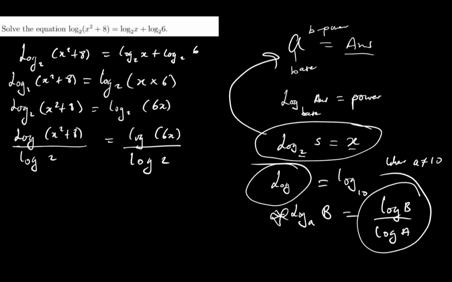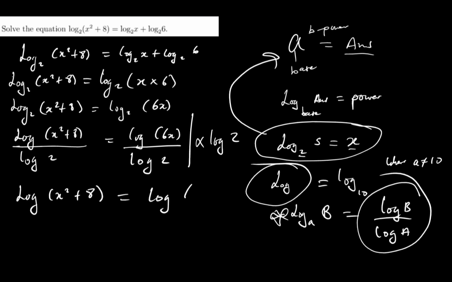Like I said, I don't like bottoms. So what we can do is eliminate the bottoms there. So we can say times log 2. When I multiply times log 2, this guy will cancel with that guy. Even that guy will cancel with this guy. So I end up having log of x squared plus 8 is equal to log of 6x.